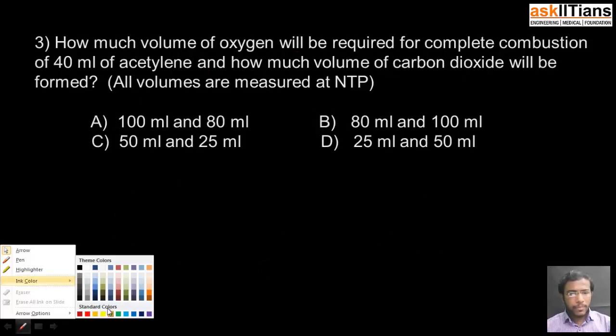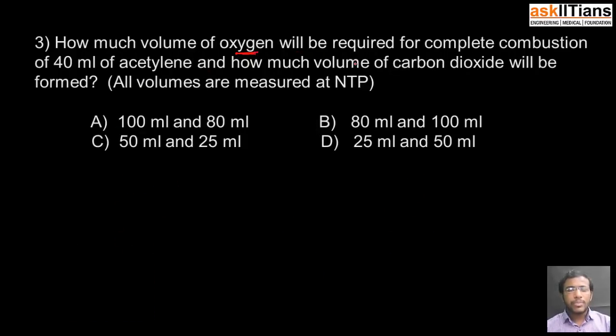Question number 3. How much volume of oxygen will be required for complete combustion of 40 ml of acetylene, and how much volume of carbon dioxide will be formed? All volumes are measured at NTP, normal temperature and pressure. Okay. So this question is about calculation of the volume of oxygen required and the volume of CO2 formed. Here acetylene is the hydrocarbon. So acetylene is C2H2.